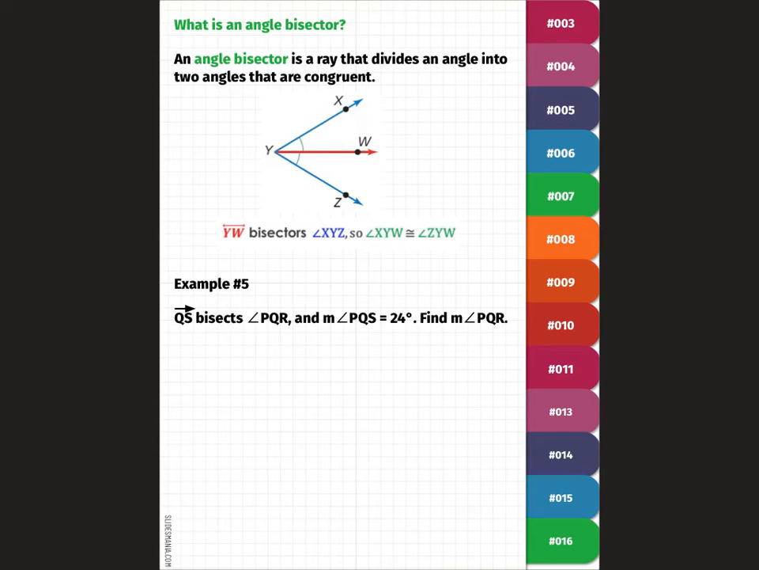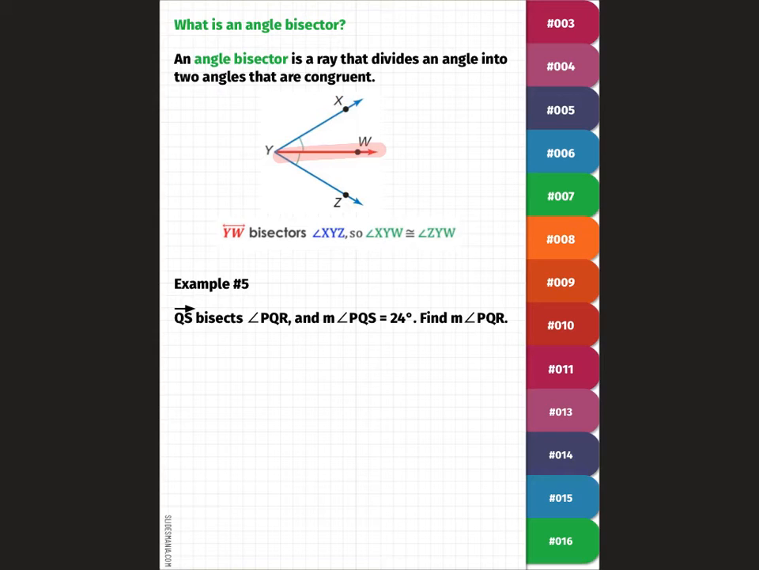So what is an angle bisector? An angle bisector is a ray that divides an angle into two angles that are congruent. So when I'm looking at this particular picture, then YW is going to be my angle bisector. So here's the ray. That's my angle bisector. And it creates for me two congruent angles.